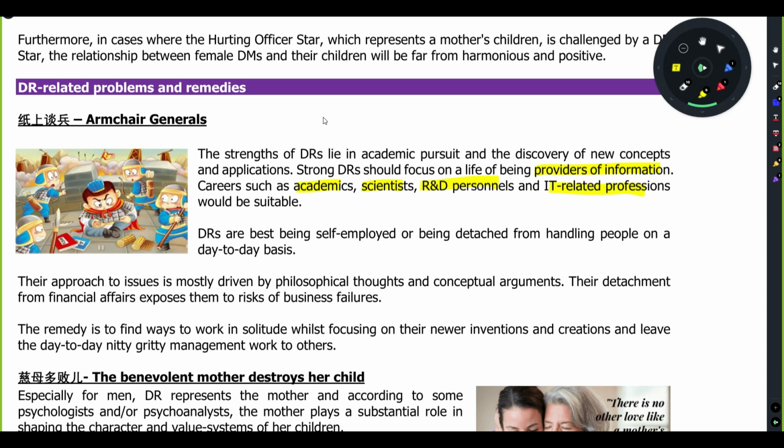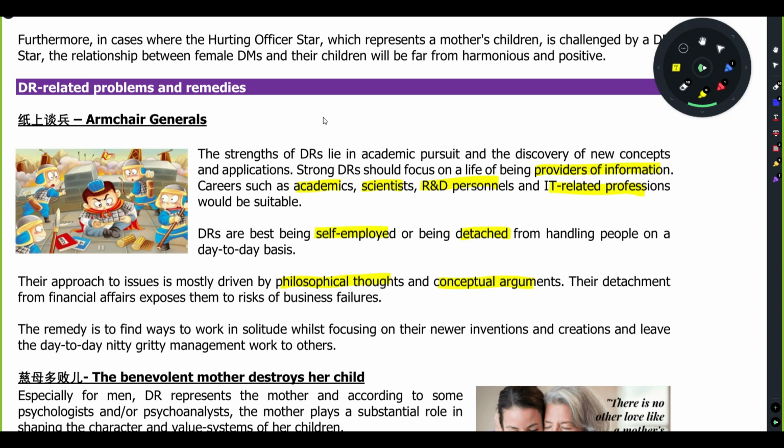But the thing about direct resource is that their approach is very philosophical, with conceptual arguments at best. At that stage, they tend to be very detached from handling people. So should a direct resource structure person ask the question, should I do business? The business that you should do is being self-employed. Direct resource can be excellent self-employed professionals. Run your own business, but not be in business. So not managing people, but a business where you yourself are the key person.